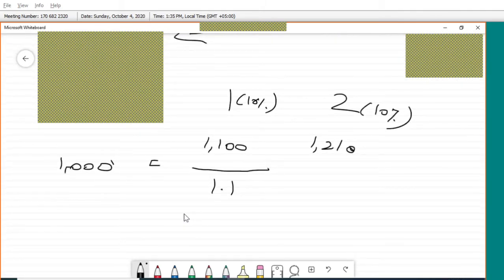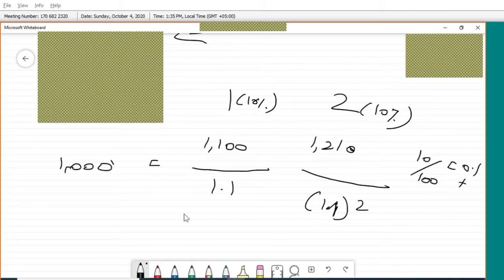Then for the second year, what do we have to do? 1210 divided by 1.1 whole square. 1.1 means nothing but the interest rate. Interest rate is 10%, so 10 divided by 100 equals 0.1. 0.1 plus 1 we have to add, then 1.1 will come.